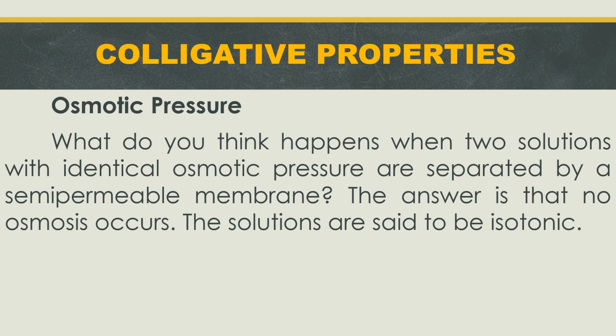So what do you think happens when two solutions with identical osmotic pressure are separated by a semi-permeable membrane? The answer is that no osmosis occurs. The solutions are said to be isotonic. So when the concentration on both sides separated by a semi-permeable membrane is equal, nothing will move because the solutions are already isotonic in nature.